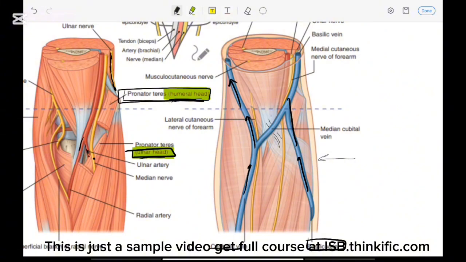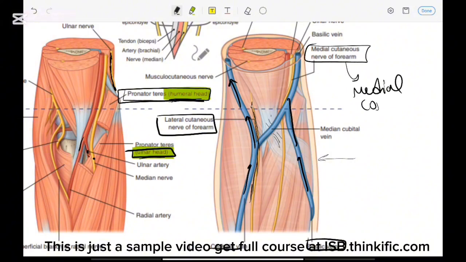The other structures here are the cutaneous nerves, the medial cutaneous and lateral cutaneous nerves of the forearm. That's the lateral cutaneous nerve of the forearm, as it is piercing the deep fascia here and passing onto the roof of the cubital fossa. That's the other structure at the roof. And the medial cutaneous nerve of the forearm, what's that? That's a branch of the medial cord of the brachial plexus, if you remember. And the lateral cutaneous nerve of the forearm is the continuation of the musculocutaneous nerve, right?